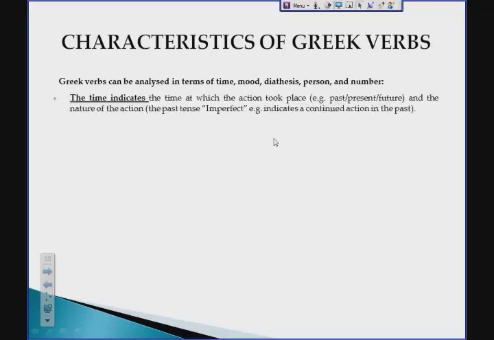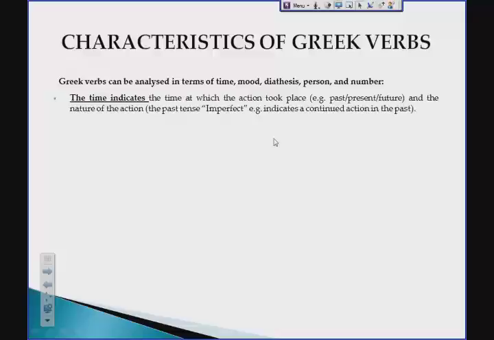What do we mean by the time? Just like in English and Afrikaans, the time indicates the time at which the action took place. It can be in the past, it can be in the present, can be in the future. And we have also spoken about pluperfect, the secondary tenses and also primary tenses. I will get back to that.